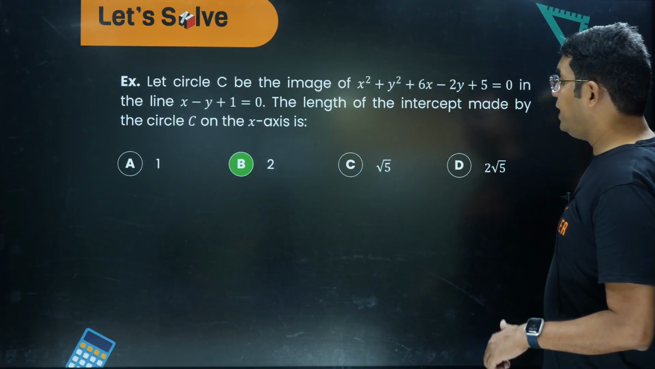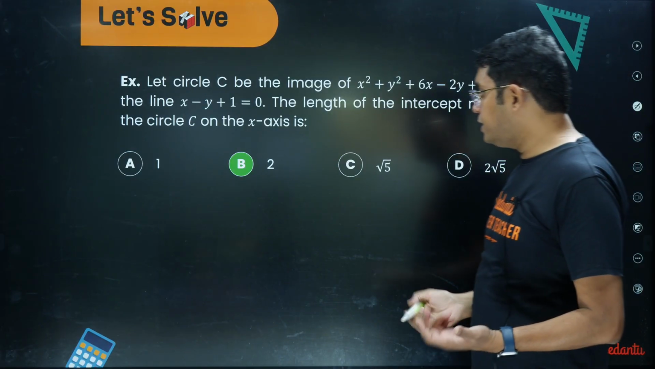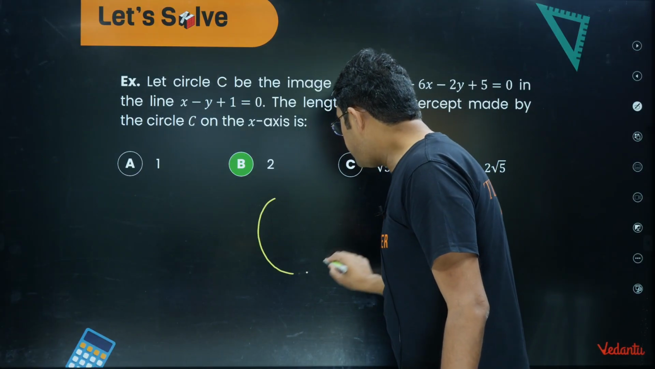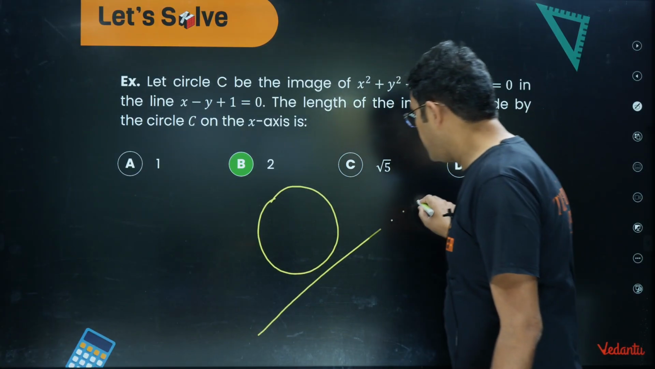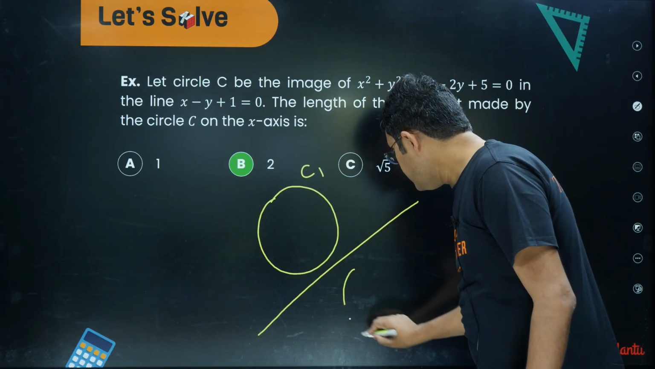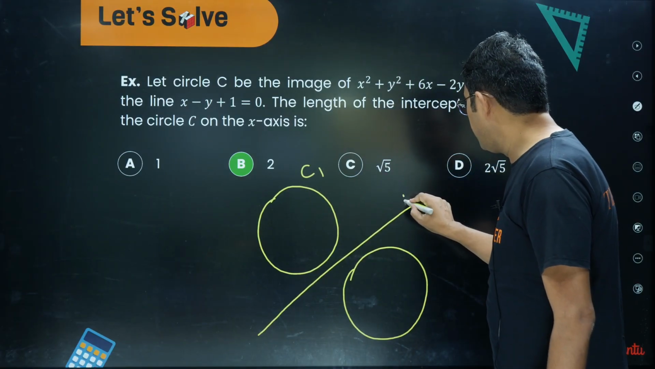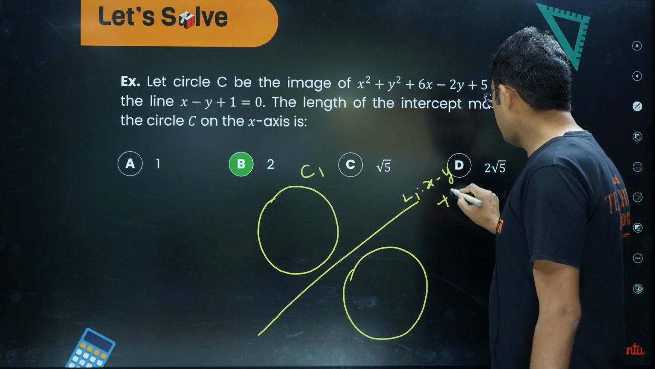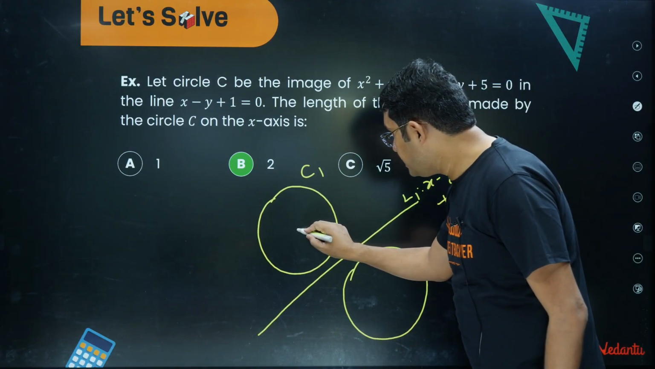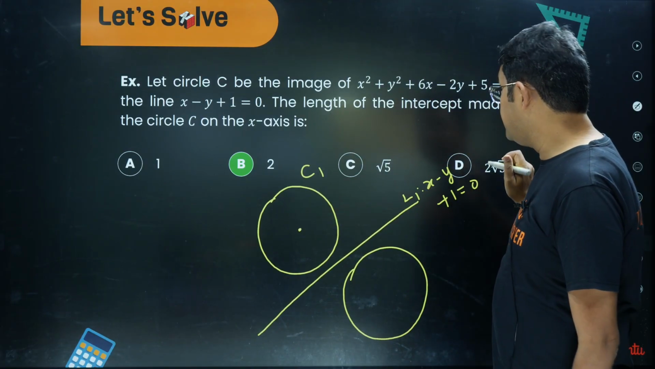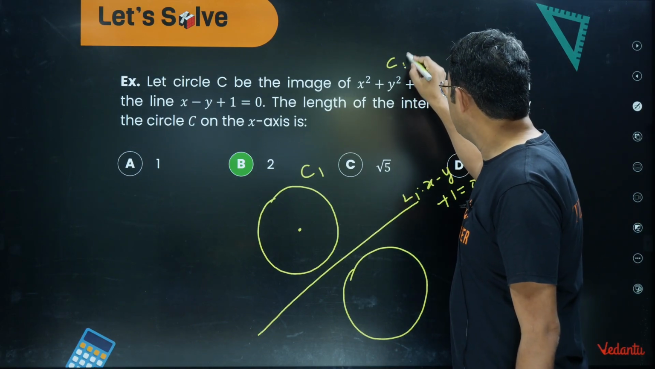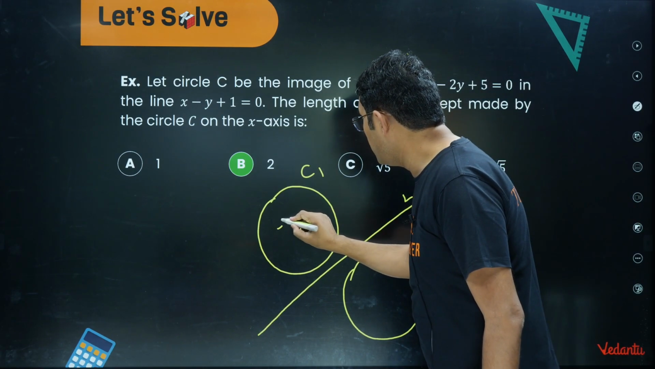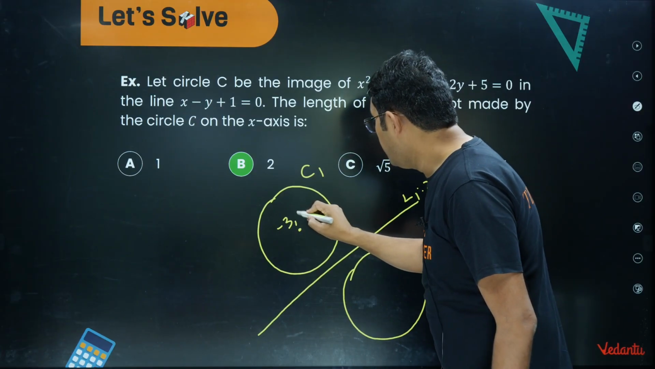Now if you are not very convinced with this method, we can do it otherwise also. Let's try to find the image of circle C1 in the line L1, and this line is x minus y plus 1 equal to 0. In this case, the center of C1, this is my C1, is (minus 3, 1).